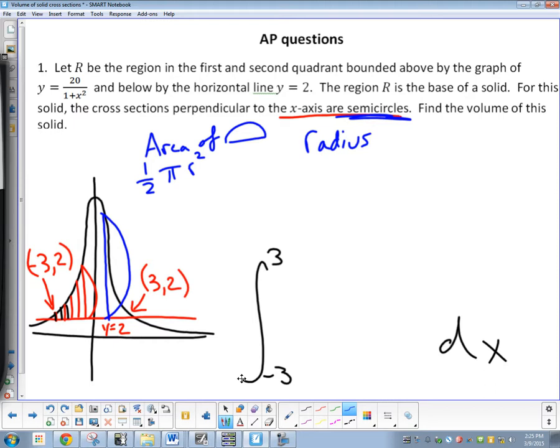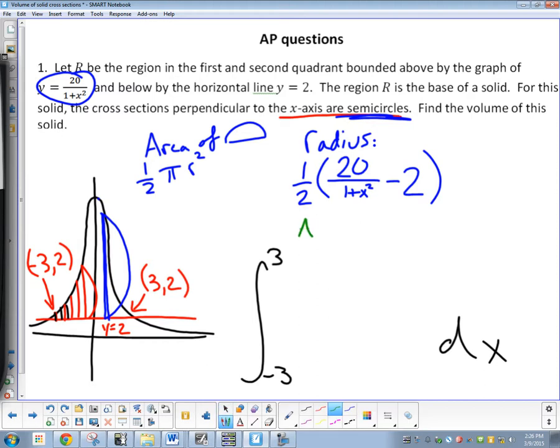So to go from there to there, I started on the top curve. Well, my top curve is this thing: 20 over 1 plus x squared minus 2, the bottom line, which is 2. Okay? That's my diameter equation. What else do I need to do with that equation? Cut it in half, because that is really the diameter. I want to cut it in half to be the radius. Okay? To make the area formula, don't get fancy. It's this equation with that plugged in for r. So 1/2 pi radius squared.